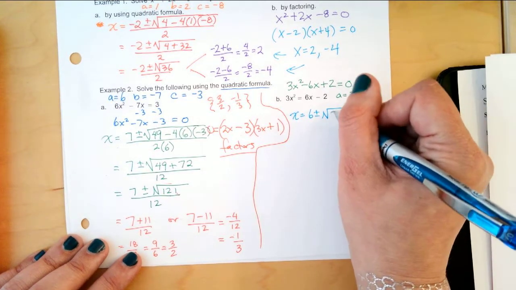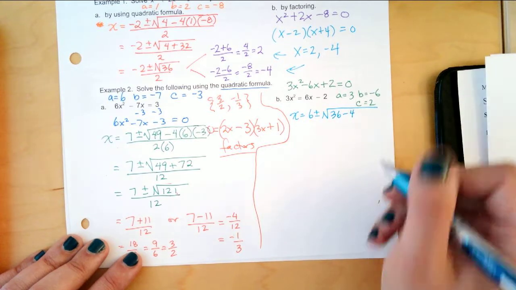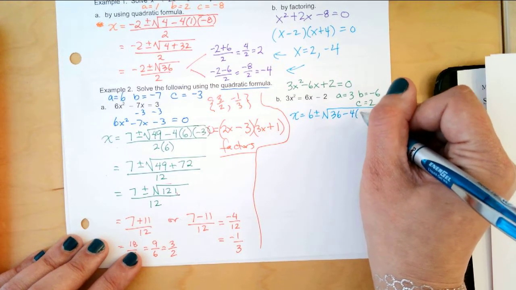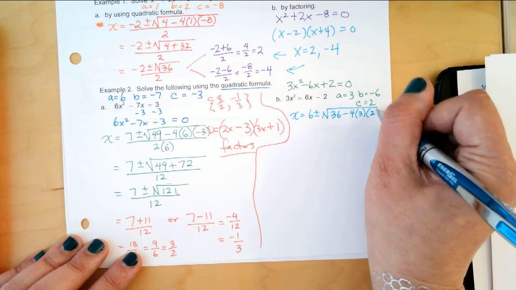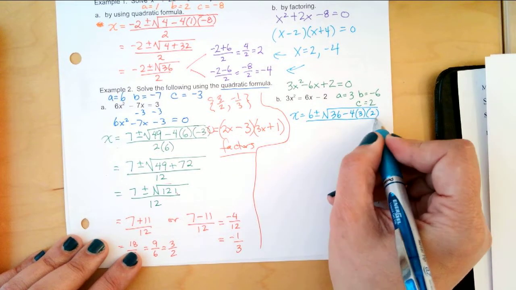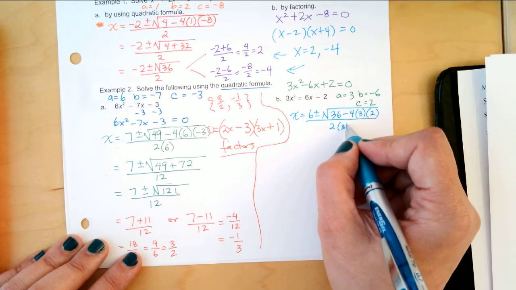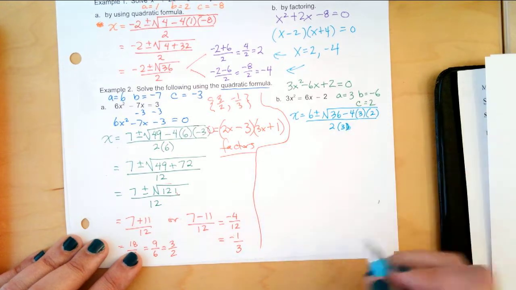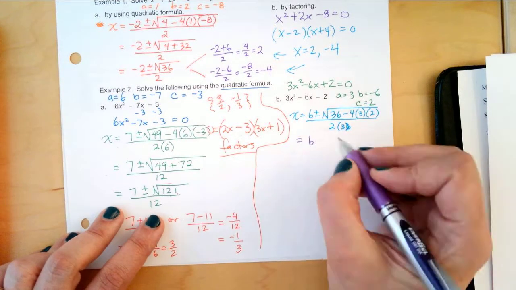Negative 6 squared is 36 minus 4 times A. What's A? And C? 2. All over 2 times 3. Oops, 2 times 3. I don't know, I was already jumping to 6. Okay, any questions about that setup so far? Let's keep going. We're simplifying.